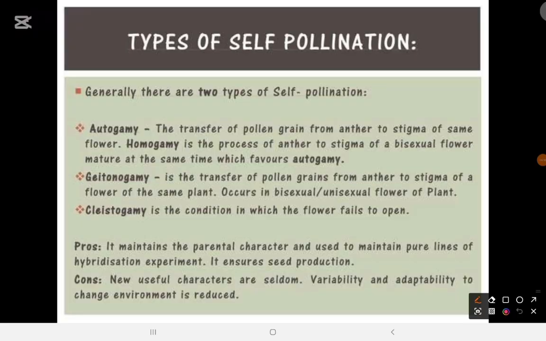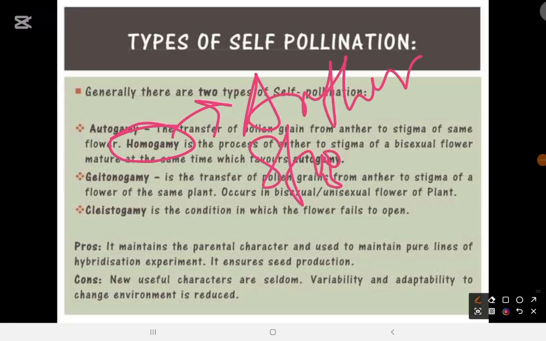Now, the condition that makes autogamy most likely to occur is called homogamy. What that means is that the anther and the stigma ripen at the same time. That is homogamy, and it is one of the conditions that favor autogamy, because if they don't ripen at the same time, the transfer of pollen grains from the anther to the stigma of the same flower will not yield success if only one of the structures has matured without the other.